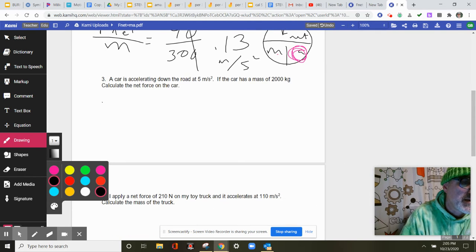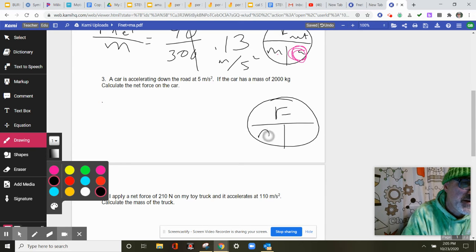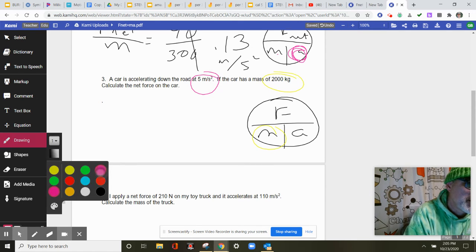All right, a car is accelerating down the road at 5. It has a mass of 2,000. So here we have acceleration, and we have mass, right? Mass, acceleration, we want force. Oops, wrong color. So we're just going to multiply because force is the thing we're calculating, right? So we just multiply.